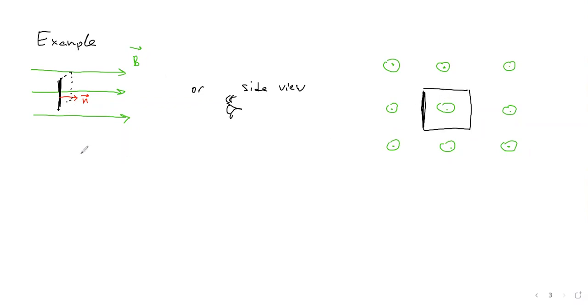So let's say we would like to find the flux of magnetic field, the magnitude through the loop.